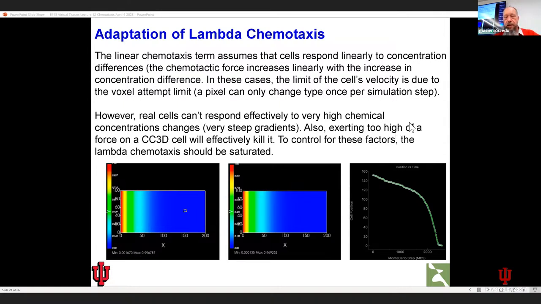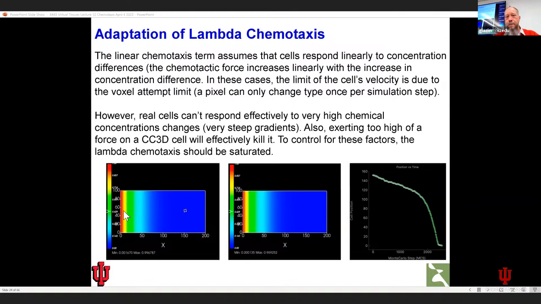And what you should see is that if the cell starts out far away from the source of the chemical, it sees almost no chemical, so it barely moves. You sit there and wait, nothing happens. And then it'll move at a reasonable speed as it's in intermediate concentration. And then when it gets too close to the source of the chemical, the forces are so strong that the cell either gets torn apart or disappears.